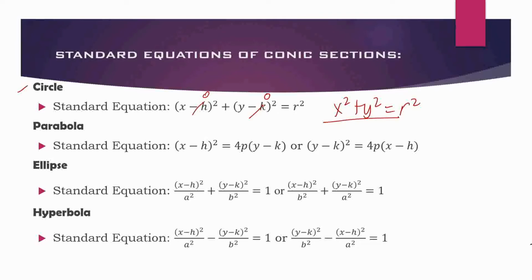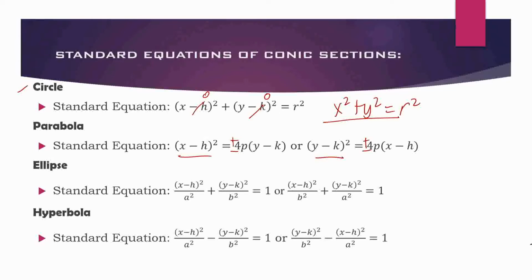Yung standard equation niya, (x - h)² = 4p(y - k), or (y - k)² = 4p(x - h). So, kapag ang naka-squared is itong x - h, ibig sabihin either opening upward or downward yung parabola. So, pag positive yung 4p, ibig sabihin siya ay opening upward, and kapag negative naman, opening downward. And kapag y - k ang naka-squared, ibig sabihin either opening to the right or to the left yung parabola. So, kapag positive 4p, opening to the right, and then negative naman is opening to the left.